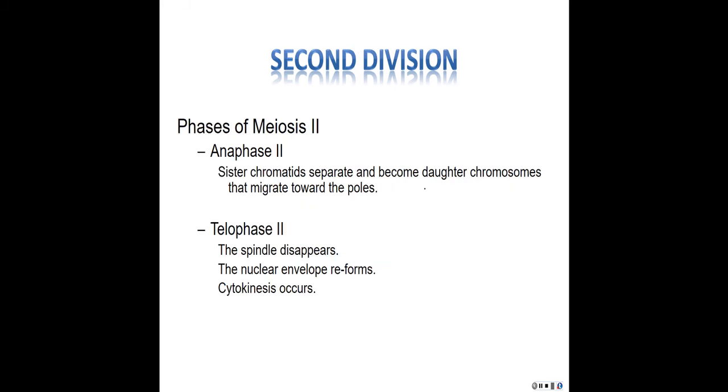During anaphase, the sisters separate. Okay, so we have that separation of the sisters that happens. And then in telophase 2, the spindle disappears, the nuclear envelope reforms, and we get cytokinesis.